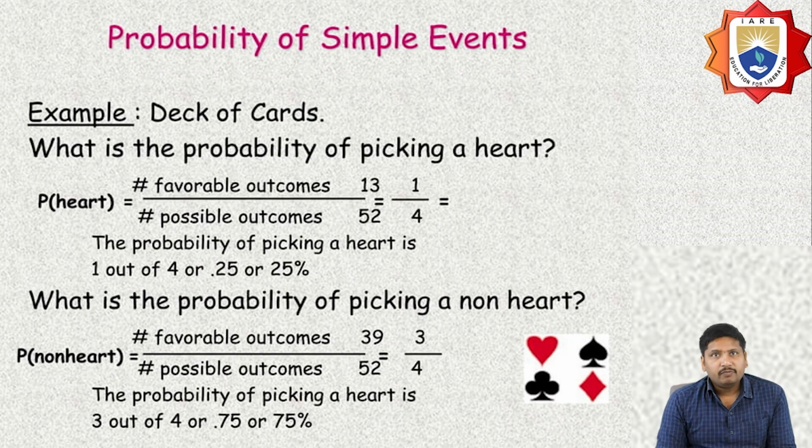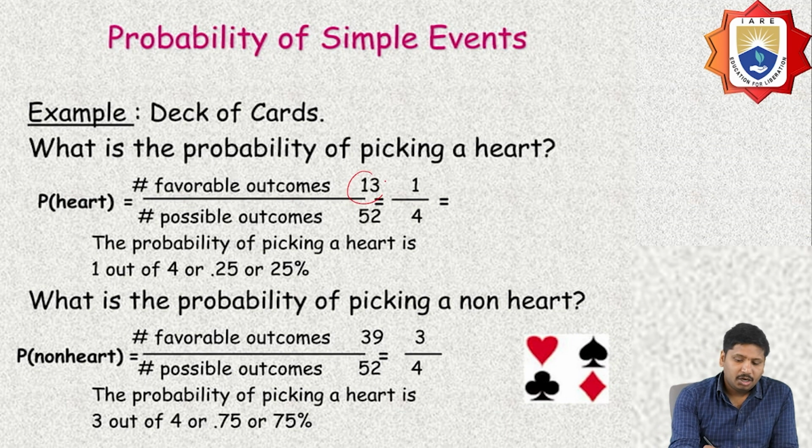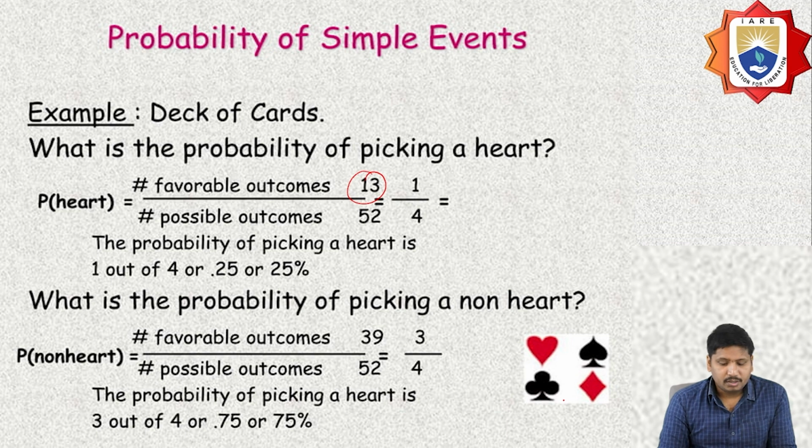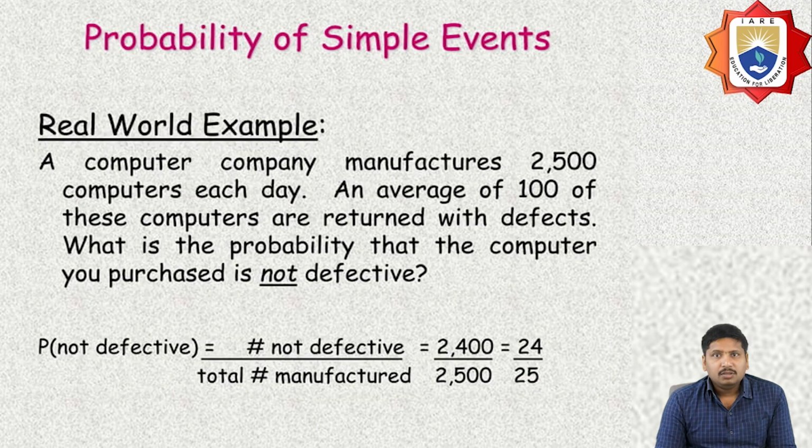And the next one is the deck of cards. So what is the probability of picking a heart? Totally you are going to have 52 outcomes. Out of these 52, there should be 13 hearts. So 13 by 52 is 1 by 4, and it should be 0.25, so 25%. So what is the probability of picking a non-heart? For that, the favorable outcomes should be 39, and possible outcomes is 52. So 3 by 4, that should be.